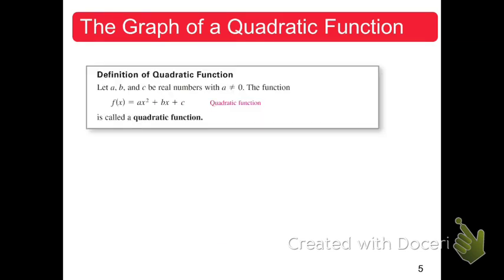So let's look at the formal definition of a quadratic function. Let a, b, and c be real numbers. We don't want a to be equal to 0, because if it were, it would take away this first term, and therefore it would only be a linear function, because this would be left. So we call this f of x equal to ax squared plus bx plus c a quadratic function.